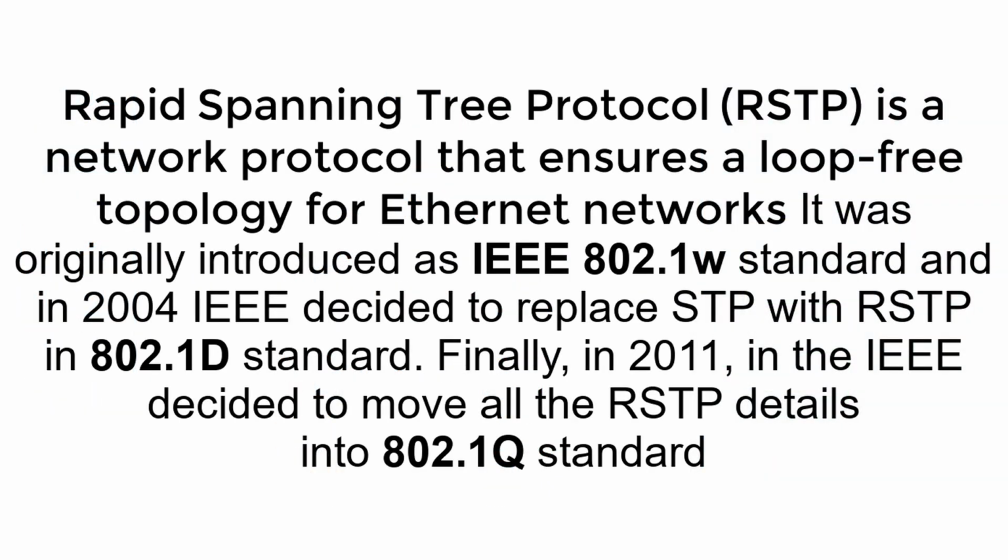Rapid Spanning Tree Protocol (RSTP) is a network protocol that ensures a loop-free topology for Ethernet networks. It was originally introduced as the IEEE 802.1w standard, and in 2004, IEEE decided to replace STP with RSTP.